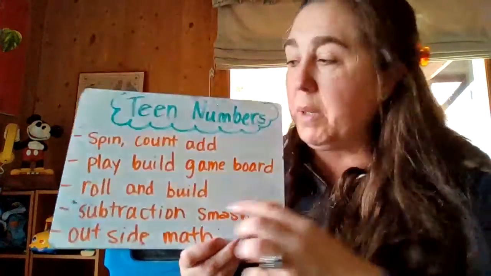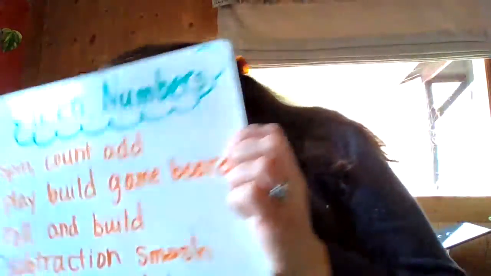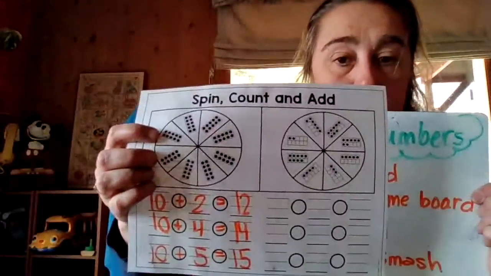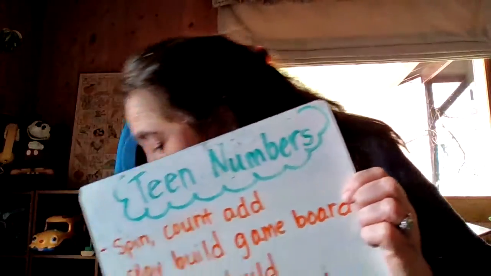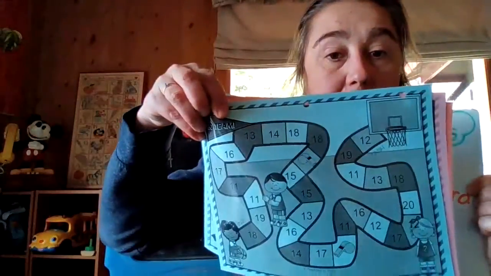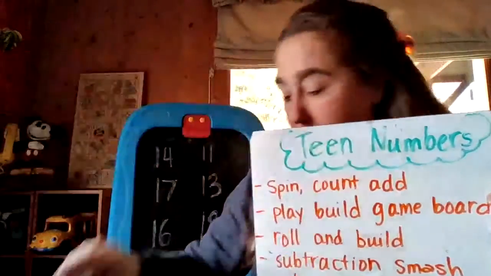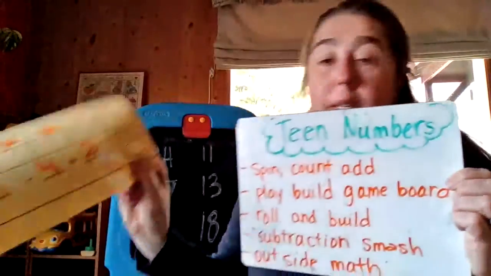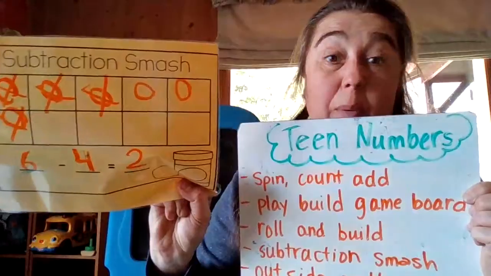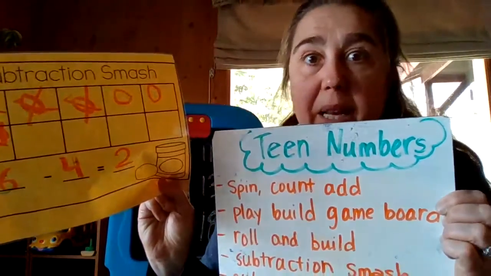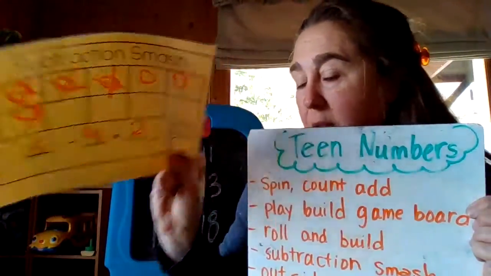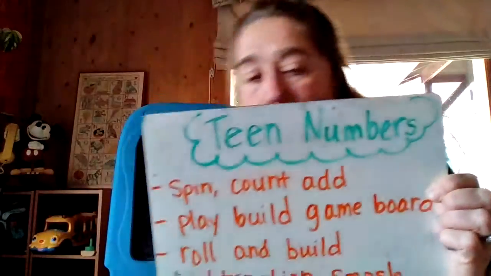All right. Last but not least, I'm flying through these. You can rewatch it if you need to. So we did spin and count. We did the game boards for teen numbers. Roll and build it. Subtraction. And even if you want to, if you have Play-Doh at home, you could build that many and smash them. That's sort of the point of this game of subtraction smash. That's the fun part of it.